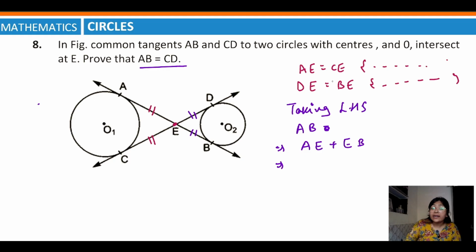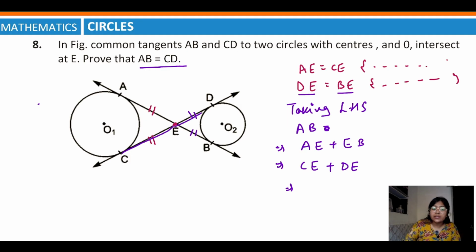Yes, very good. And AE is equal to CE, because the lengths of the tangents drawn from an external point are equal. So instead of AE, we can write CE. Instead of BE, we can write DE, because the lengths of the tangents drawn from an external point are equal to each other. So can you add CE and DE?